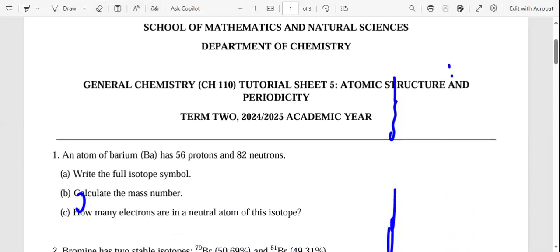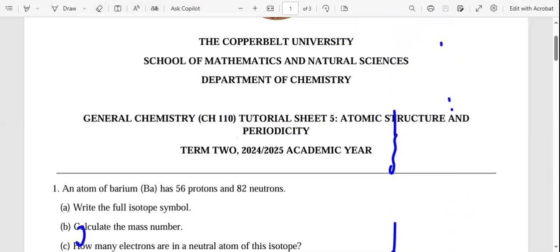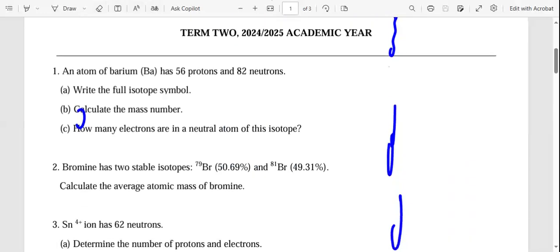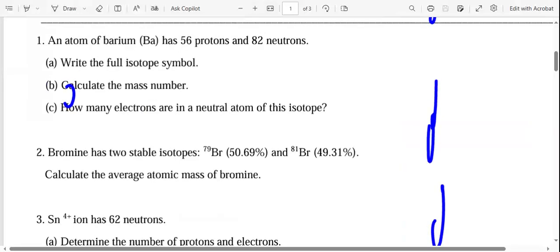Okay, so we're answering sheet 5 of the 2024-2025 academic year. So I'll be answering just within the given space. Okay, so it says an atom of barium has 56 protons and 82 neutrons. All right. So write the four isotope symbols.